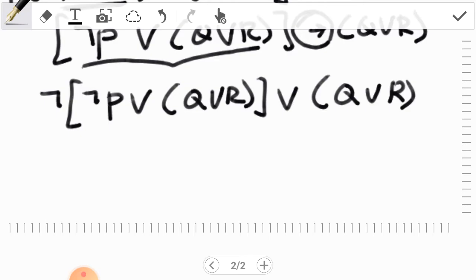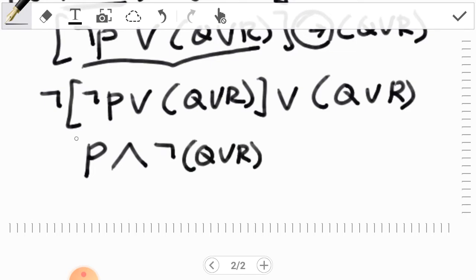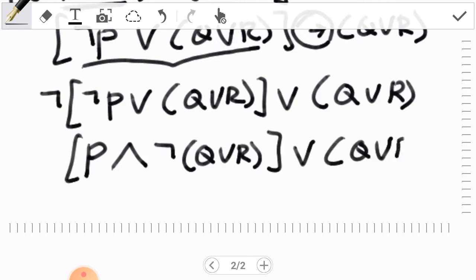And then, what can we do next? Here, this entire group is preceded by a negation. So we can use De Morgan's rule. Using De Morgan's rule, this will now become not P, double negation. That should be P. In De Morgan's, we change the connective. So this now becomes P, and we also negate this, not Q or R, or Q or R.